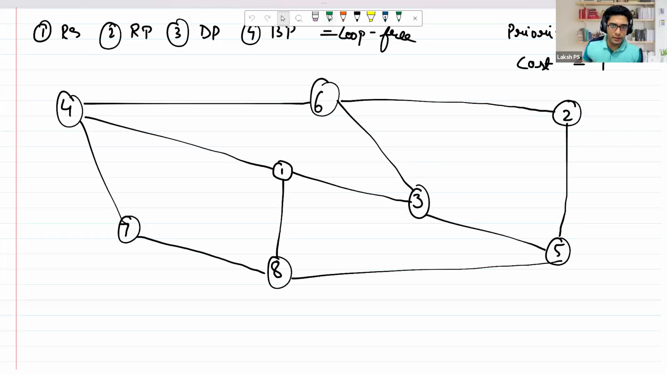Okay, so did you guys try to solve this topology? Try to find out the loop tree topology here.